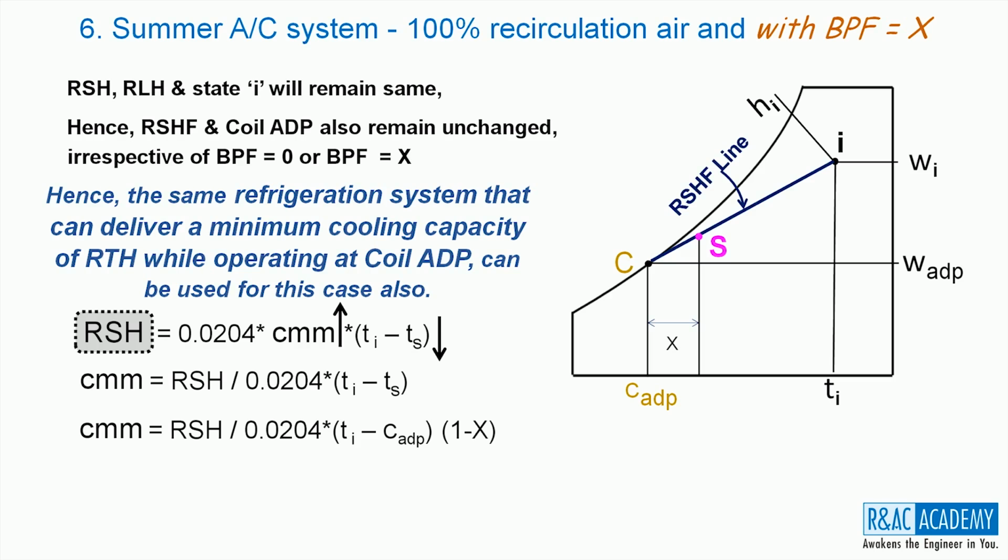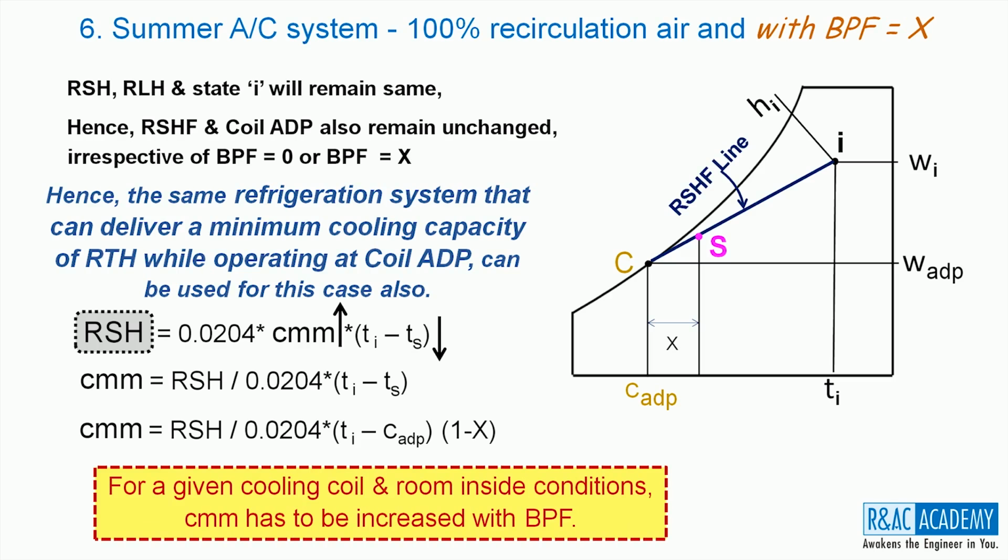This can be summarized as, for a given cooling coil and room inside conditions, the CMM has to be increased with the bypass factor. But when the airflow rate is increased, the exit air temperature increases. And that is what is happening here. TS is greater than the coil ADP. With this, the design calculations for summer air conditioning system with 100% recirculation air and with the bypass factor equal to X are done.